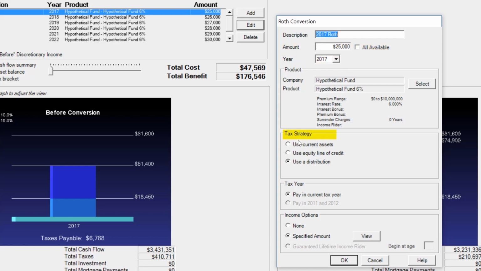And the tax strategy, you can use current assets. So if you went back to the previous screen and you had some CD assets or some lazy assets, you wanted to use those to pay the taxes, you could do that. But I didn't put in any of those. I just simply made use a distribution. And we're going to pay it in the current tax year. And then we're going to enter the income later. And I'll show you how we do that later on.